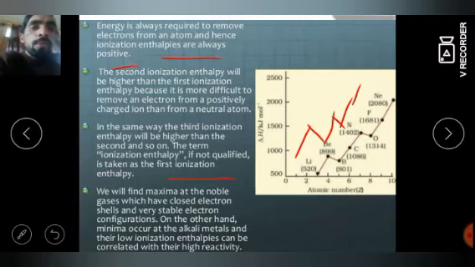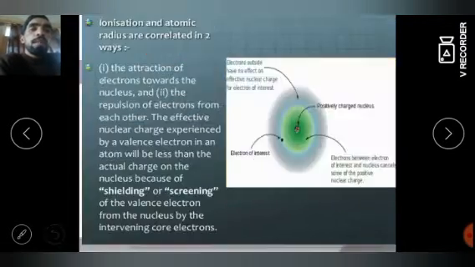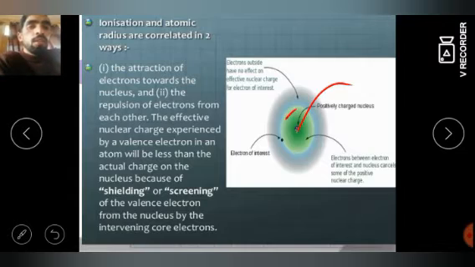Okay, so the third ionization enthalpy will be higher than the second, the fourth will be higher than the third, and so on. Otherwise, the first ionization enthalpy is taken. We will find maxima at the noble gases, which have a closed electron shell and a very stable electronic configuration. On the other hand, minima occur at the alkali metals. It means that the minimum ionization enthalpy is in the alkali metals and the maximum ionization enthalpy is near the noble gases.